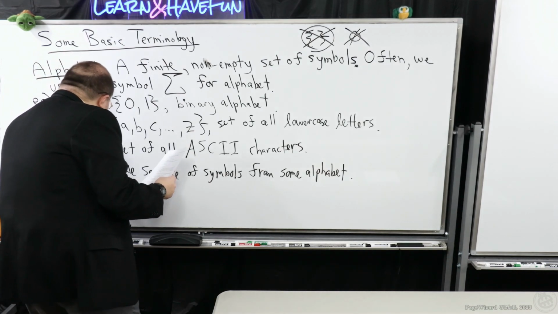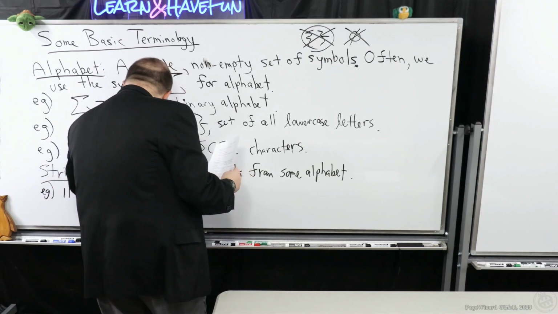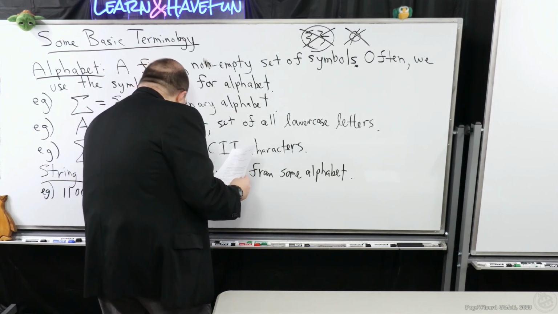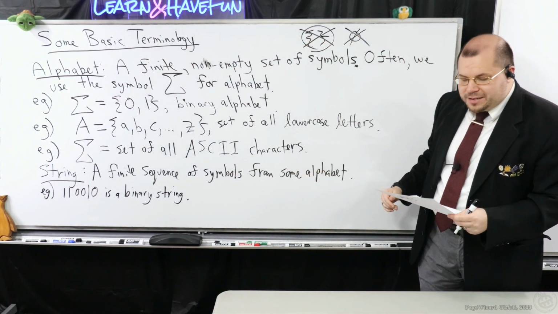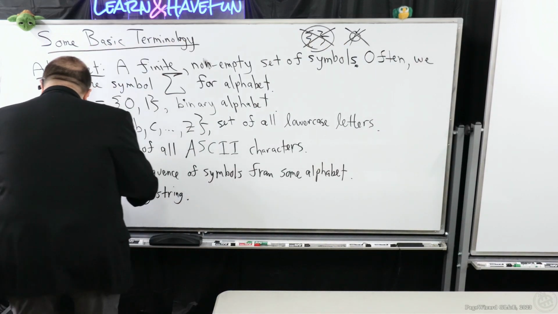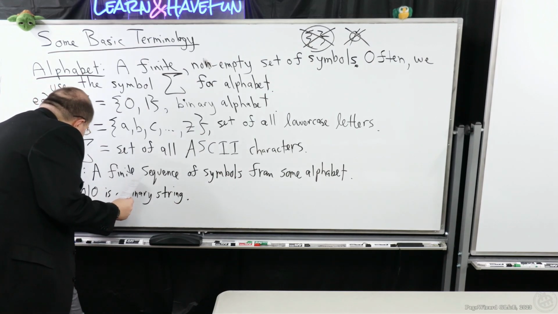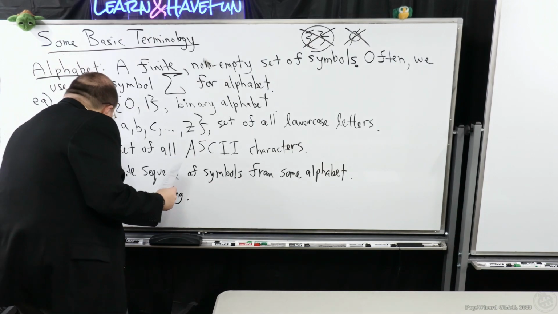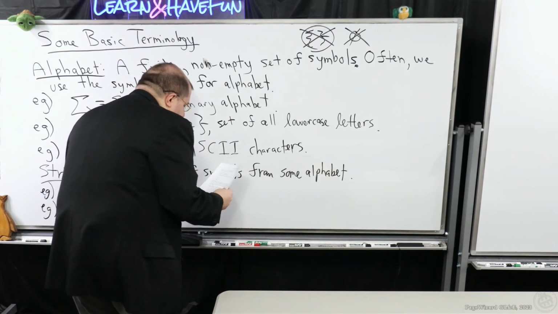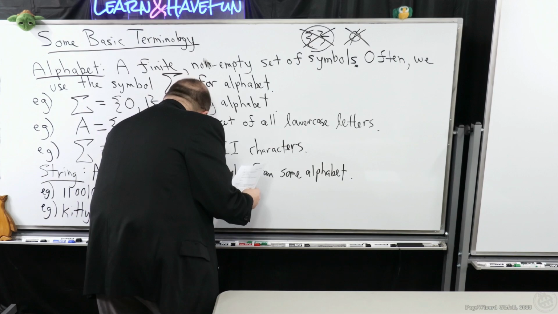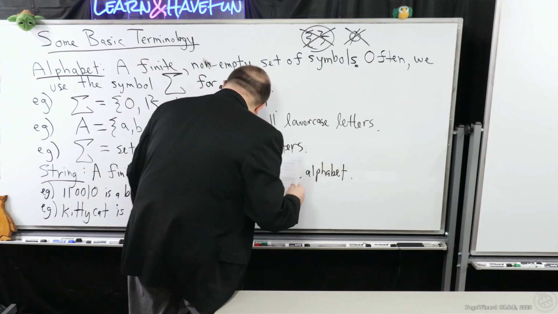110010 is a binary string. Why would I call it that? It's because it uses symbols from the binary alphabet, right? So that's an example of a string. This is just one using the binary alphabet. Likewise, I can also have another one. I can, for example, write down kitty cat. So this is a string, right? And it's using the alphabet A. It also technically could use the final example alphabet as well.